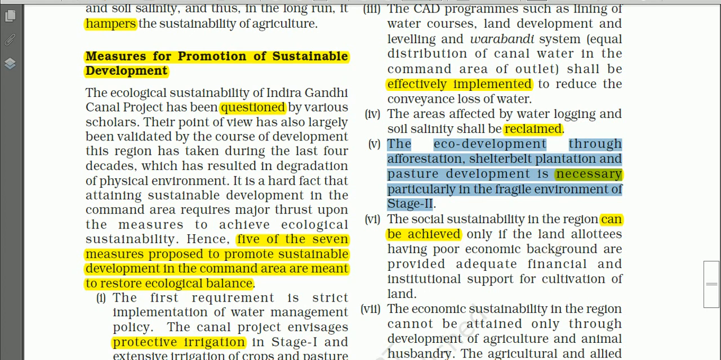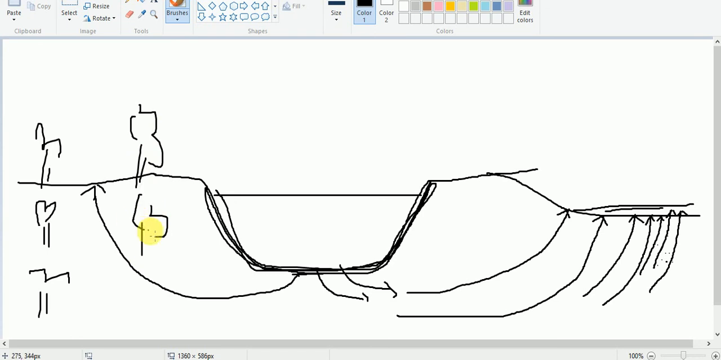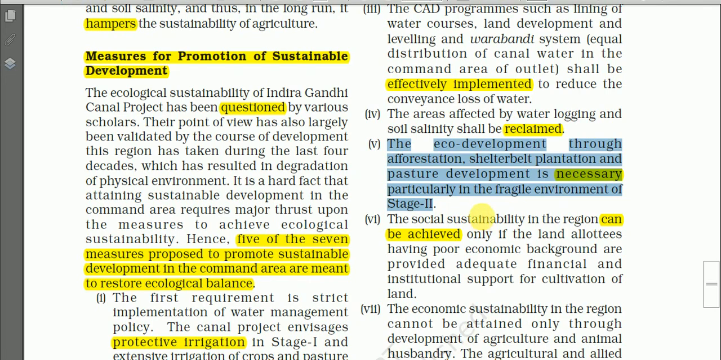I think you have learned about the shelter belts. We have to grow trees in rows, okay, like this, and this is what you call a shelter belt. Here we may grow another row of trees, so this is known as shelter belt, and this will check the soil erosion.